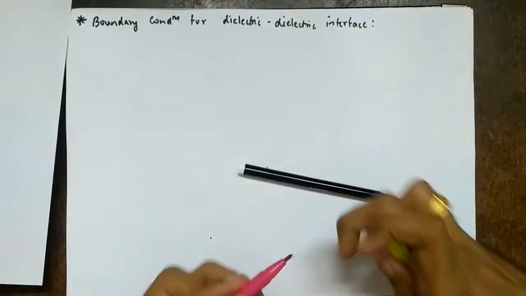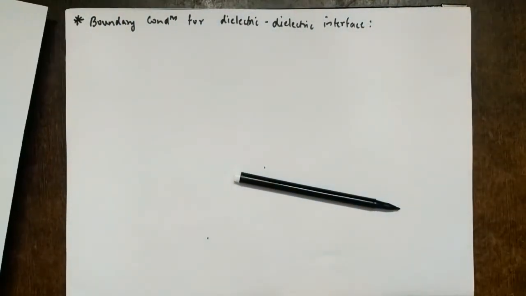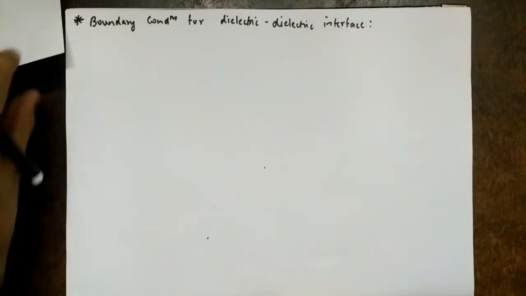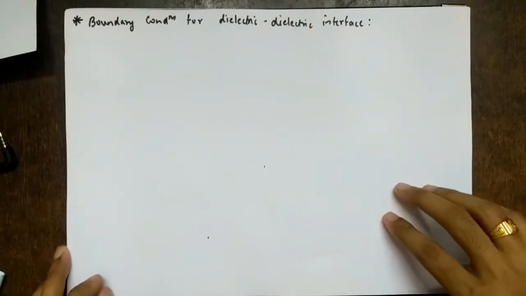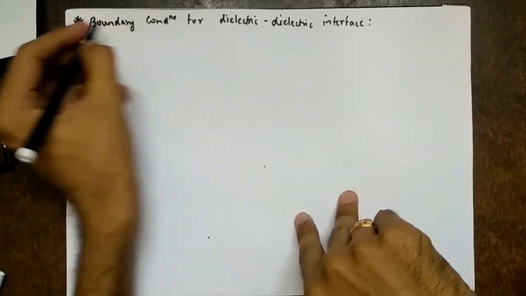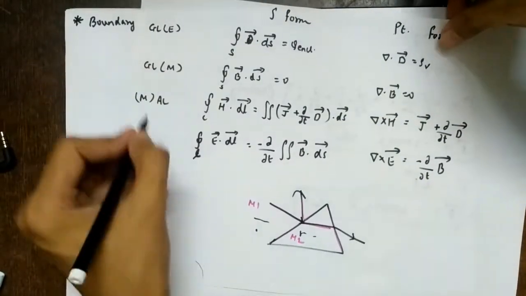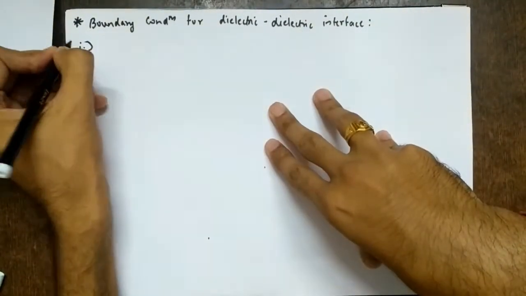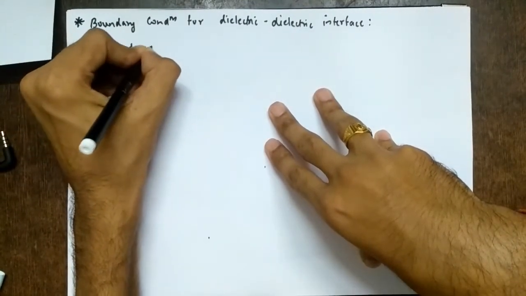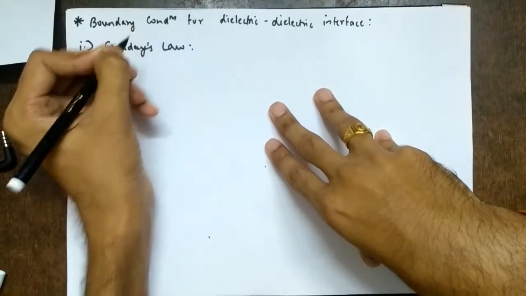So we want to check what happens to the electromagnetic wave when it passes from one medium to the other medium, right? So let's see how to go about this. There are 4 boundary conditions because we have how many laws? 4 laws. So corresponding to each law we'll have a boundary condition. So let's find the boundary condition corresponding to first Faraday's law. Okay.